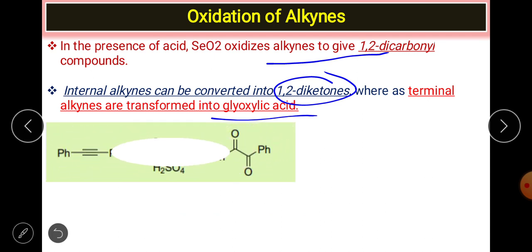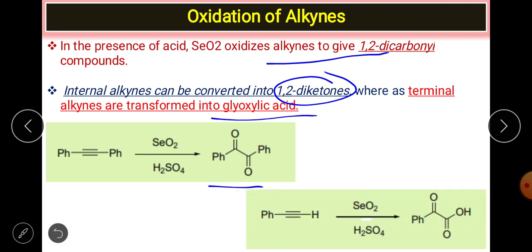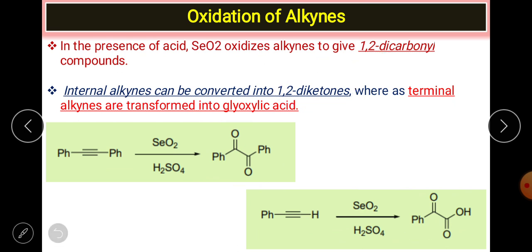I have mentioned these two reactions. This is an internal alkyne that converts to a diketone, and here is an example of a terminal alkyne, which converts to glyoxylic acid. This CO is an alpha keto carboxylic acid. So these are other common applications, to introduce a CO adjacent to another CO.